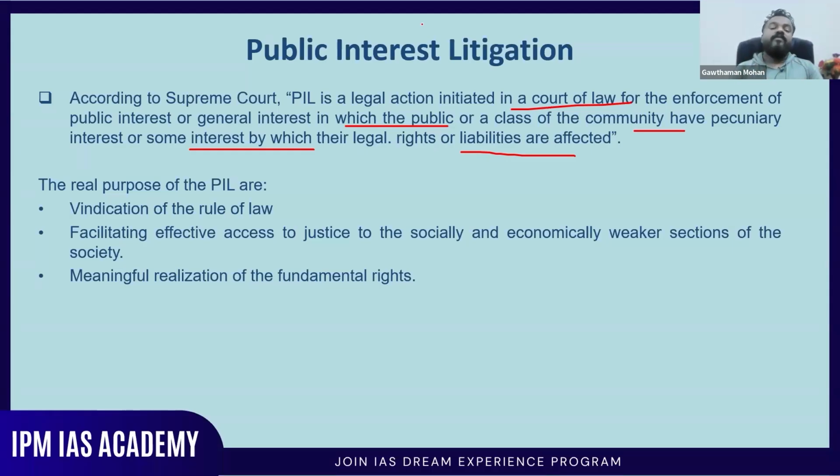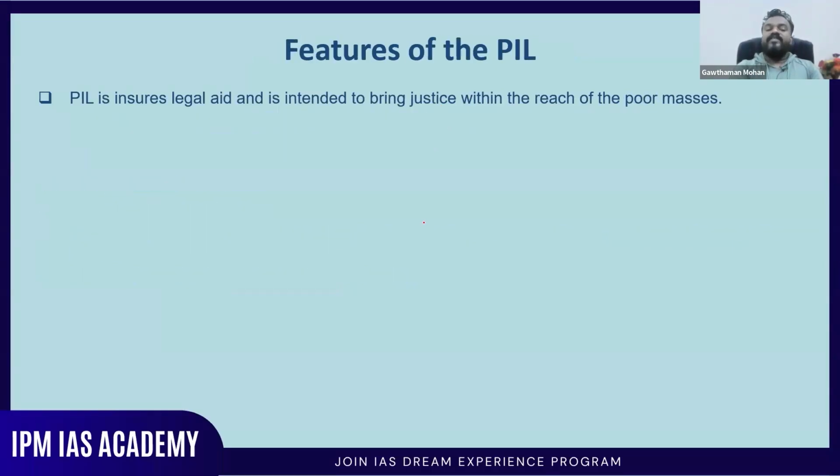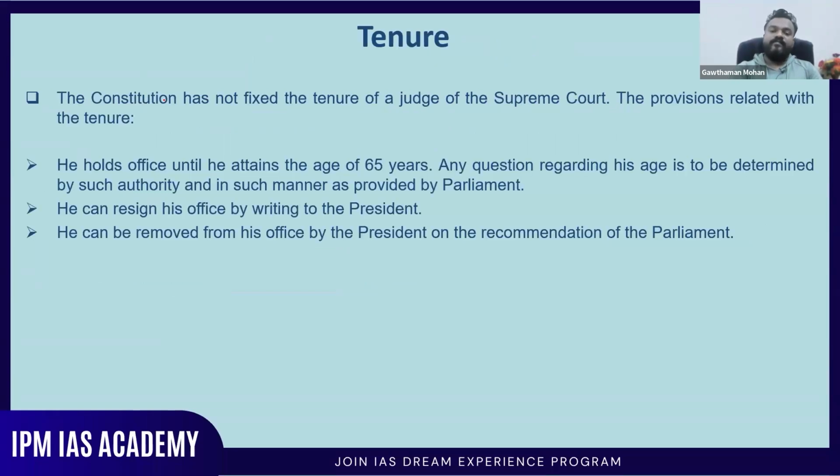So the real purpose of the PIL is vindication of the rule of law, facilitating effective access to justice to the socially and economically weaker sections of the society, and meaningful realization of the fundamental rights. So these are certain advantages or the real purpose of the PIL, public interest litigation. You need to understand about it. Read more about it, okay, because you have to have more clarity regarding this. PIL ensures legal aid and is intended to bring justice within the reach of the poor masses. So legal aid and also bringing justice.